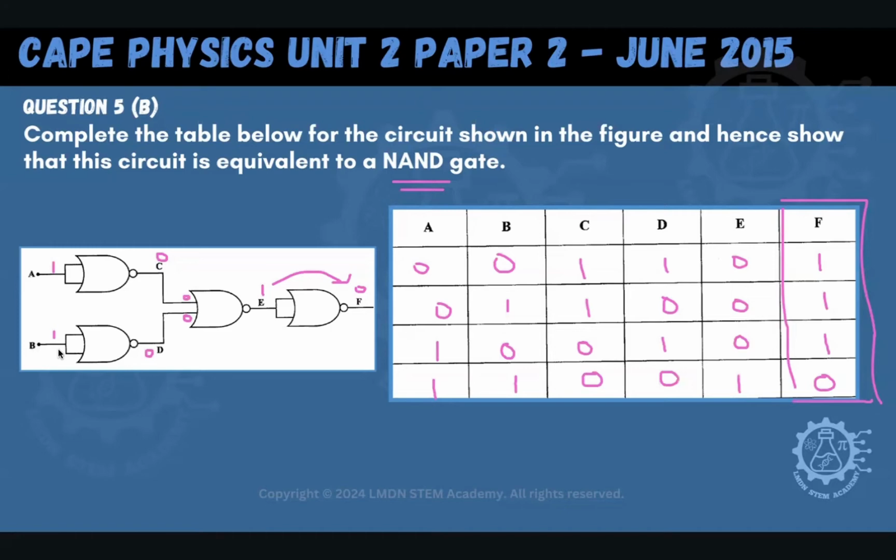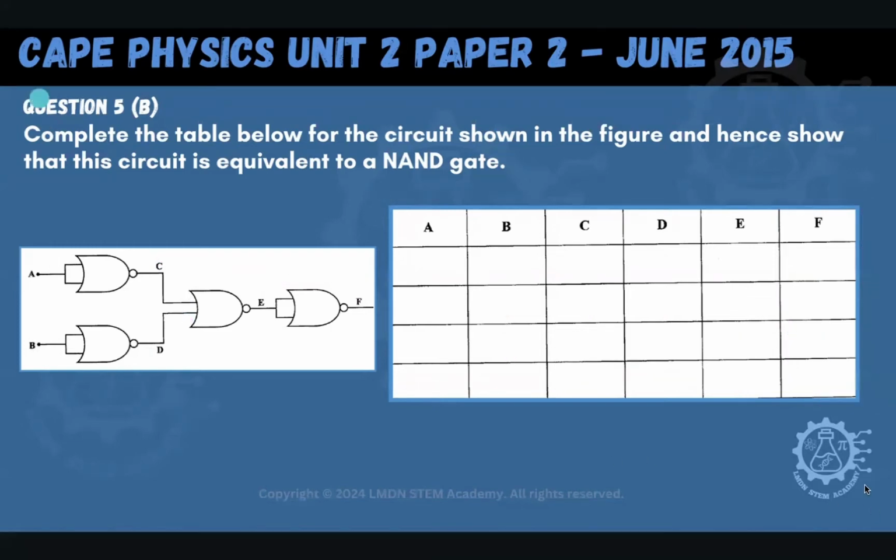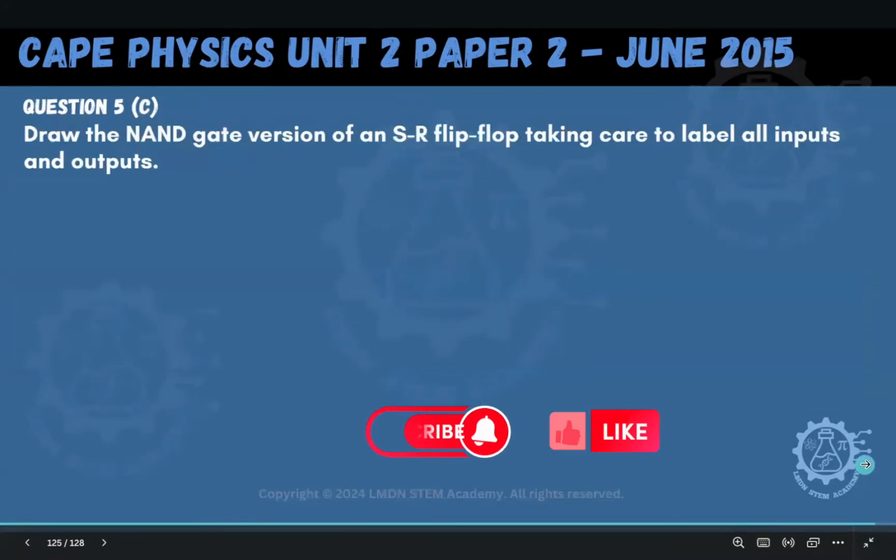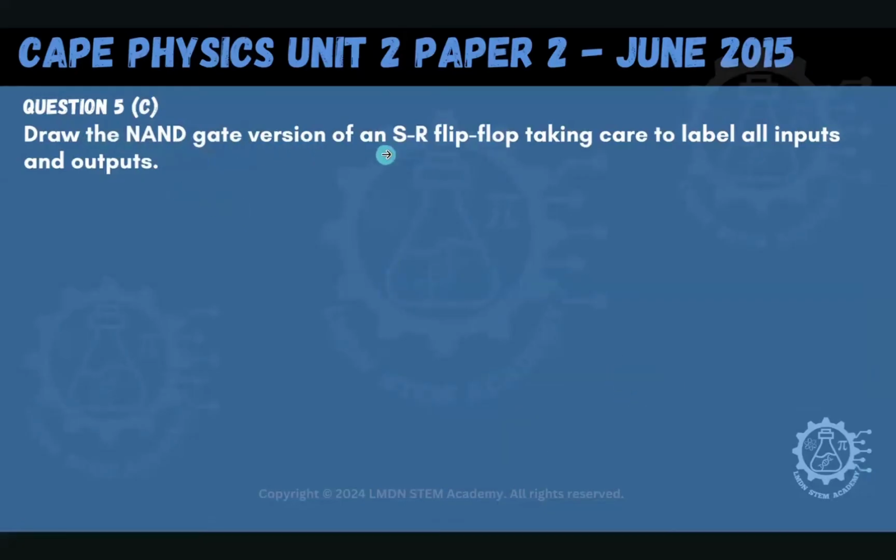So with that, now we're going to go ahead. Let's clear this. All right. So now we're at 5C. 5C says, draw the NAND gate version of an SR flip-flop, taking care to label all inputs and outputs, right? So an SR flip-flop is a set reset flip-flop. Let's just write that here.